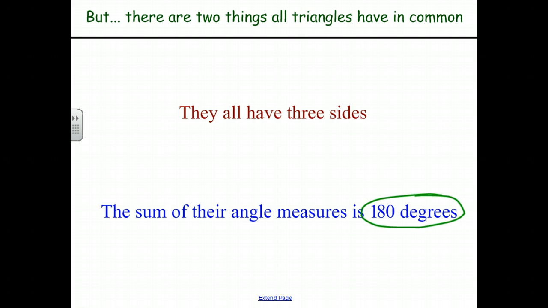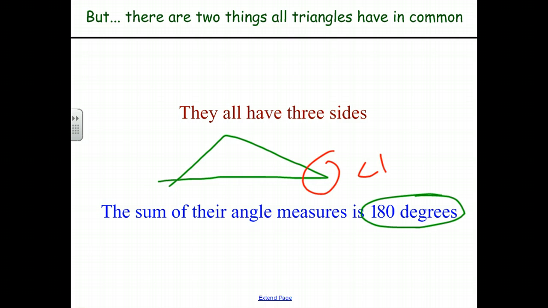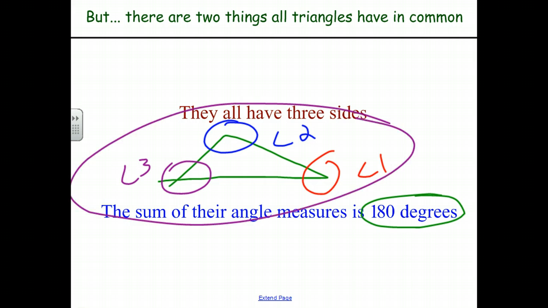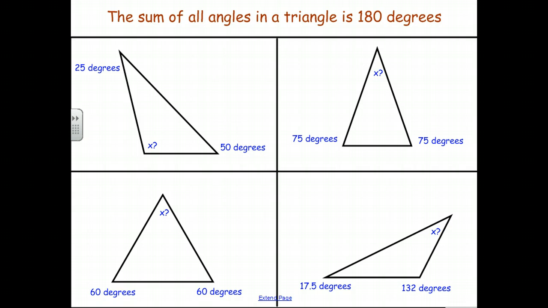Meaning, if you took the angles of a triangle, let's say this triangle here that I've drawn, if you took the measure of angle 1, and you added it to the measure of angle 2, and you added it to the measure of angle 3, the sum of these 3 measures would be 180 degrees. And this is true for every triangle. So we can know 2 angle measurements of a triangle, and we can easily find the third.